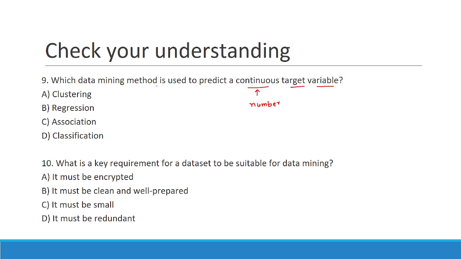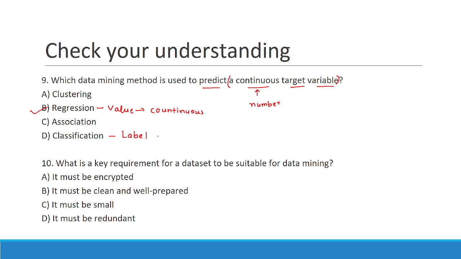Okay, first tell me which method is used for prediction. Two methods are given in this option. For now, forget about this. Which data mining method is used for prediction? Classification, as well as regression, right? But classification predicts label and regression predicts some value. So this value is nothing but the continuous value, or real value. So the answer for this is regression.